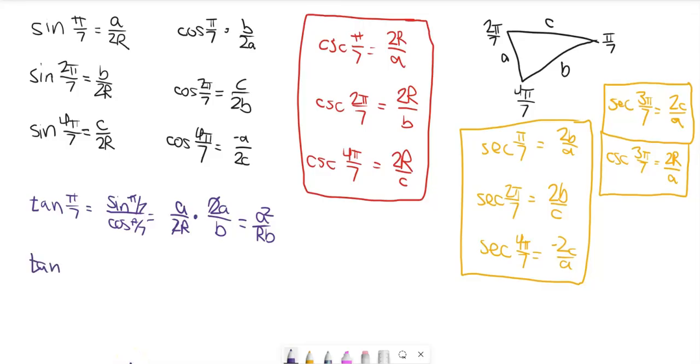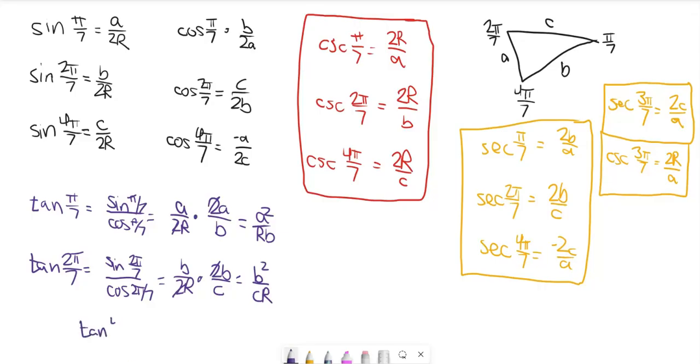The tangent of 2 pi over 7 will also be the sine of 2 pi over 7 over the cosine of 2 pi over 7. So we'll get b over 2r times the reciprocal of the cosine ratio, which is 2b over c. Cancel the 2's, and we get b squared over cr.